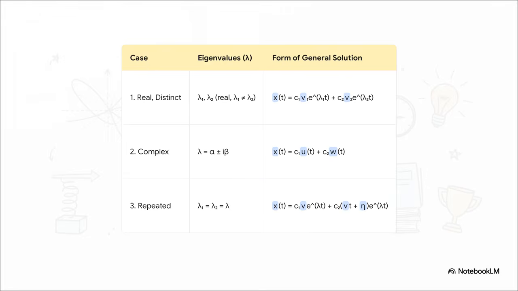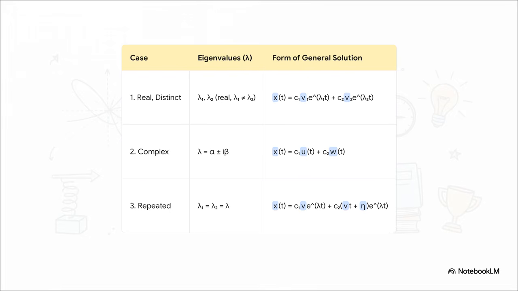Okay, this slide right here, you might want to pause and take a screenshot. Seriously, this is probably the single most important summary for the whole midterm. For any 2x2 system, once you find the eigenvalues of your matrix, you're going to land in one of these 3 buckets. Case 1, real and distinct eigenvalues. That's the nice, straightforward one. Case 2, complex eigenvalues. That's your clue that you'll be dealing with sines and cosines. And case 3, repeated eigenvalues. This is the trickiest one, the one that needs a generalized eigenvector.